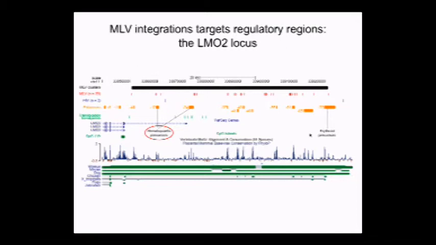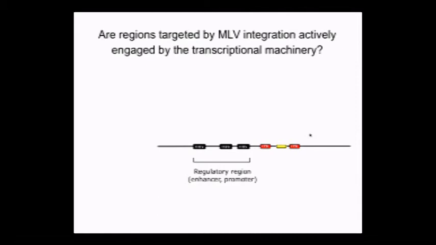These, for instance, are sequences that regulate hematopoietic precursors that are clearly targeted by MLV, and these are other sequences that are less targeted in this set. So how can we understand whether this is true genome-wide? Because, of course, we don't know all the regulatory sequences in the genome.